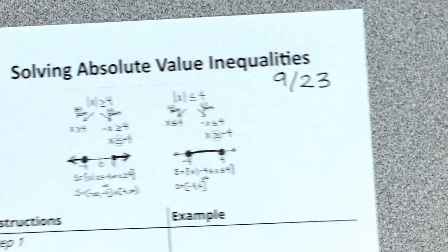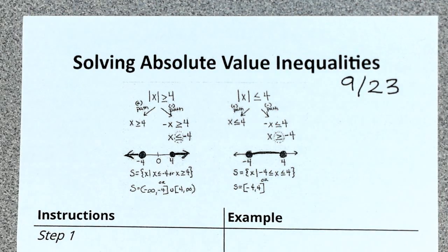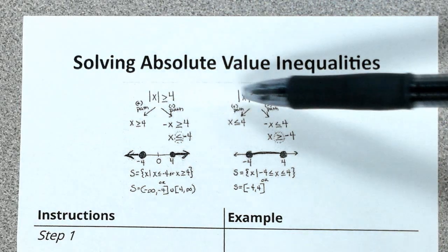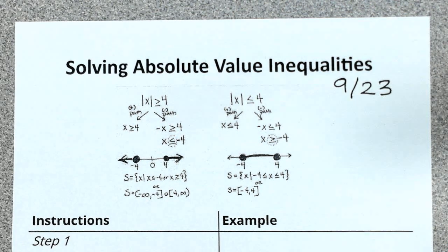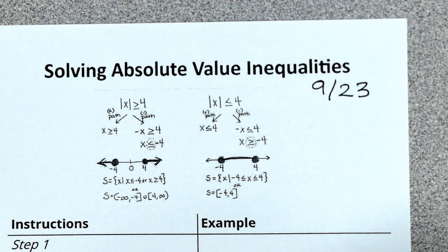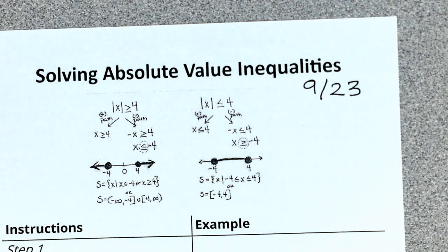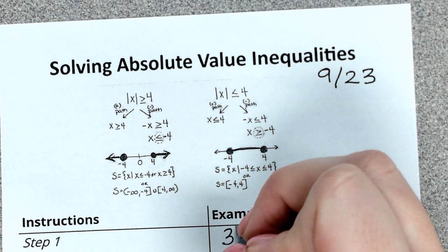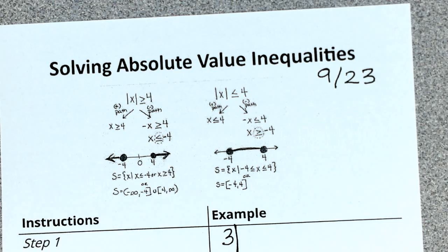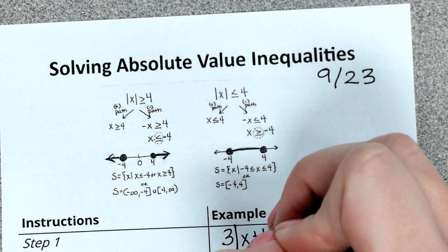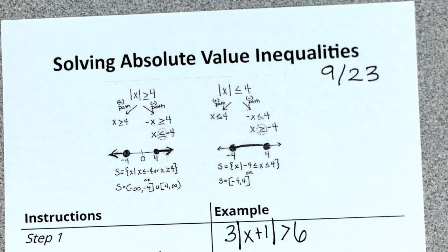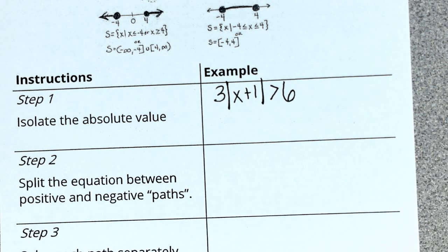So at the top, I have a basic little example. Okay? Absolute value inequalities is just like the equations, except we have greater than or less thans. Okay? And you're going to notice that our steps are very similar to the steps that we had with equations, because they are. Okay, so our example, we're going to write this right here. Our example is 3 absolute value of x plus 1 greater than 6. 3 absolute value of x plus 1 is greater than 6.